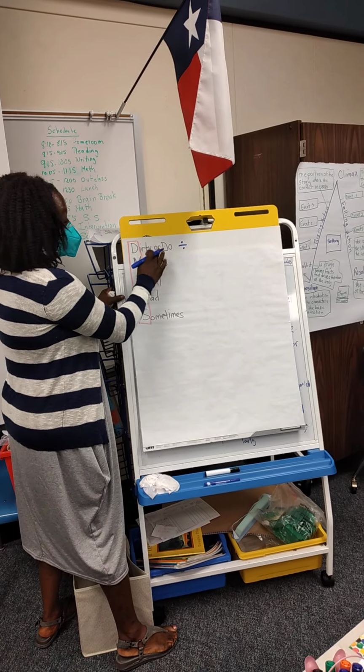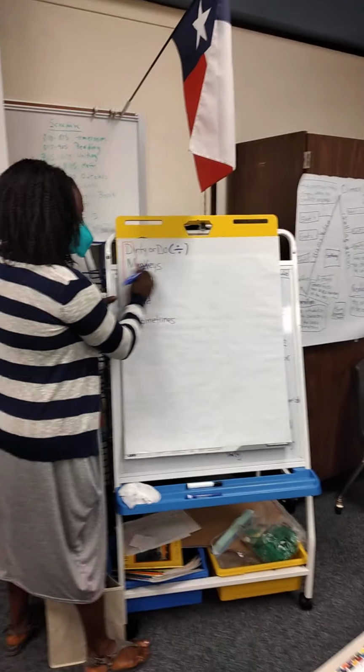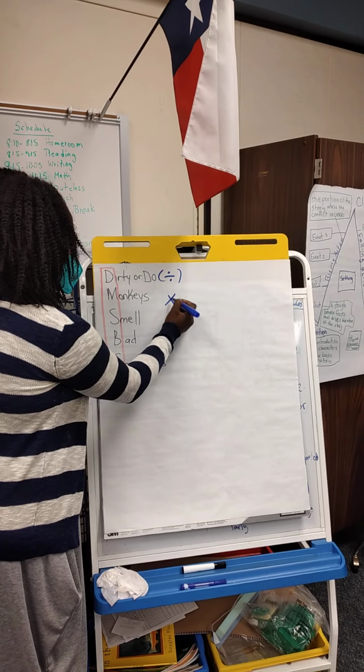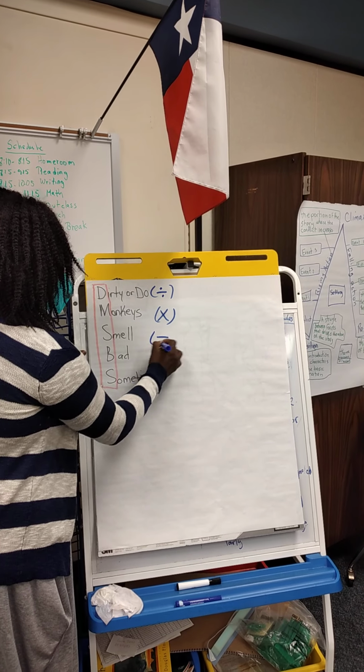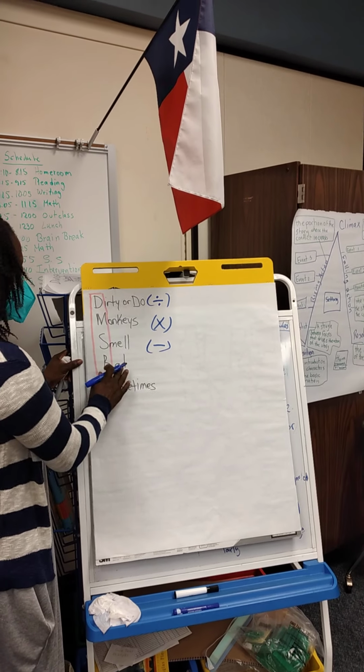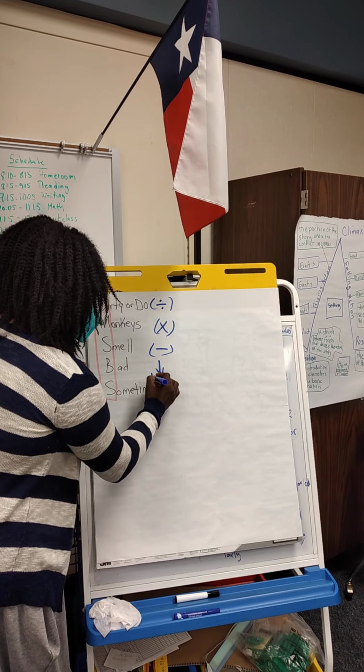If you use dirty or do, it's either way it's going to be what? Divide. M is for what? Multiply. S is what? Subtract. B is what? I will use an arrow to say what?